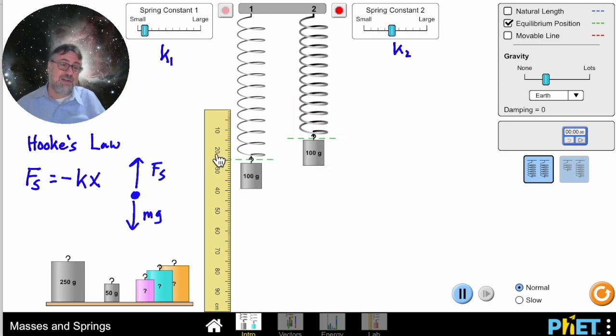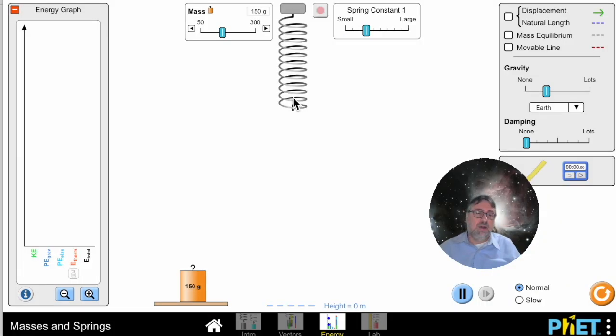So next, let's take a look at how springs work with energy. Now I have a spring here with some spring constant, and I have a mass I can set on the spring. I have an energy graph shown here that will give us a live measure of the kinetic energy of the mass, the gravitational potential energy of the mass, and the elastic potential energy of the mass. Now, I've set damping to none.